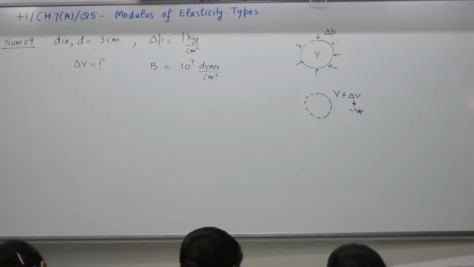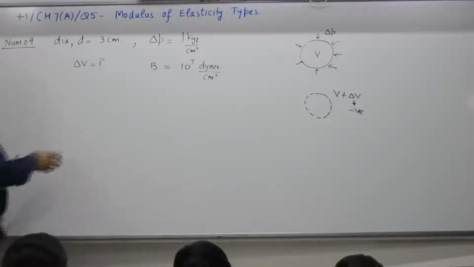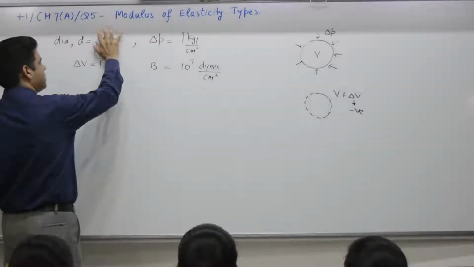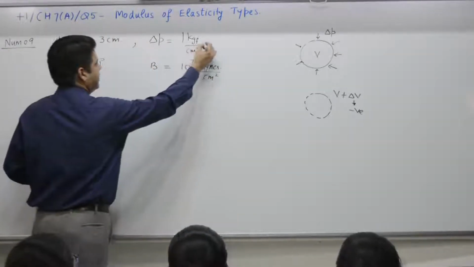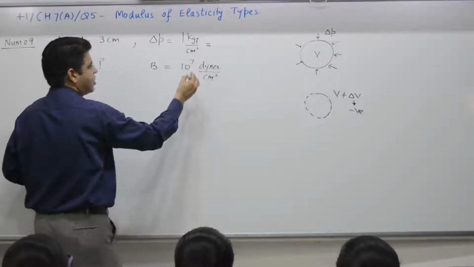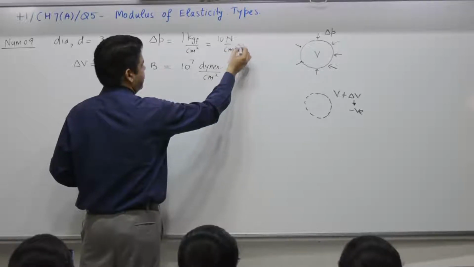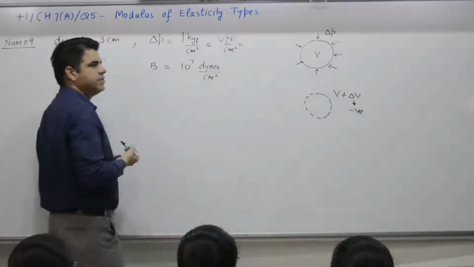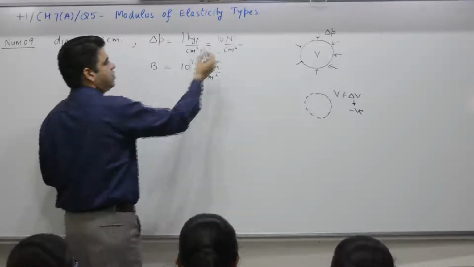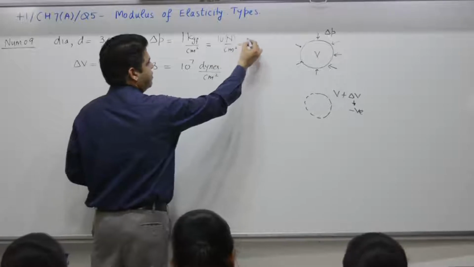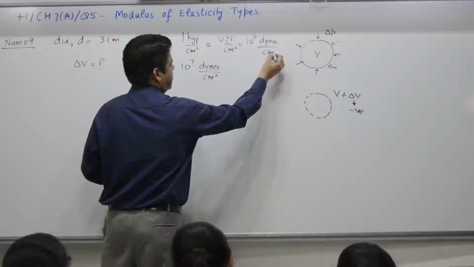Change all to CGS. No doubt you have the option to change everything to SI also, but in that case it is time consuming: centimeter to meter, dyne to Newton. That is why CGS is recommended. 1 kilogram force is 10 Newton per centimeter square. 1 Newton is 10 raised to the power 5 dyne. So 10 into 10 raised to the power 5 is 10 raised to the power 6 dynes per centimeter square.